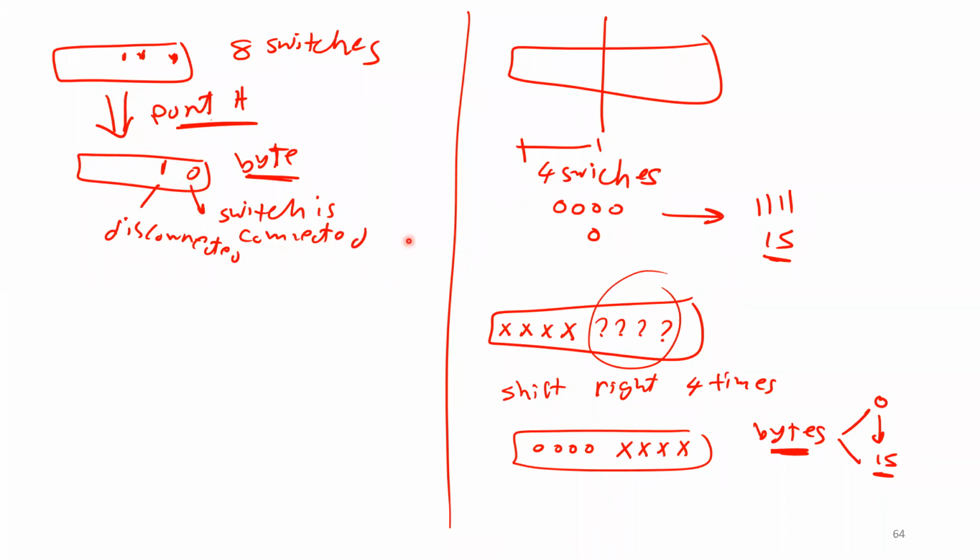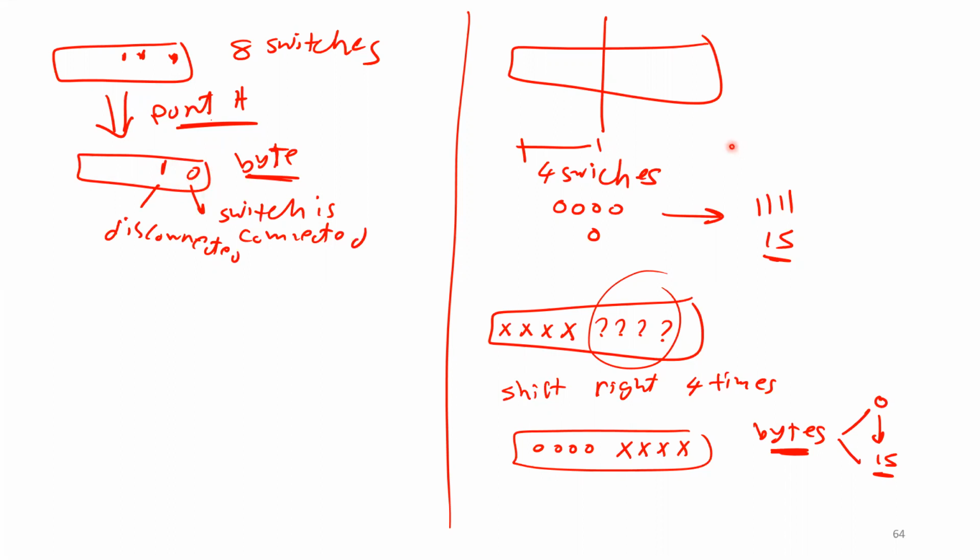So from the programming point of view, what you are going to see is a byte. All you need to do is check the bits to know if the switch is connected or not. But the hardware is not your job. Every time you connect or disconnect, the hardware is going to update these values here, okay?